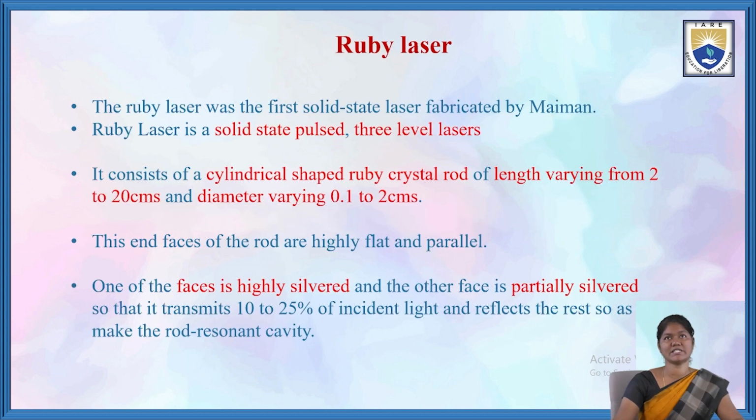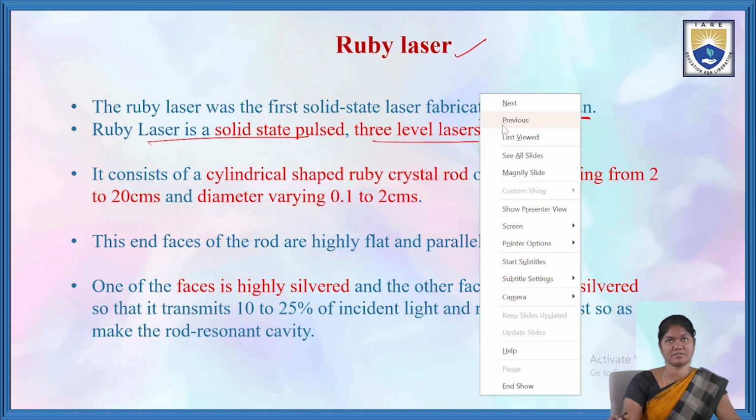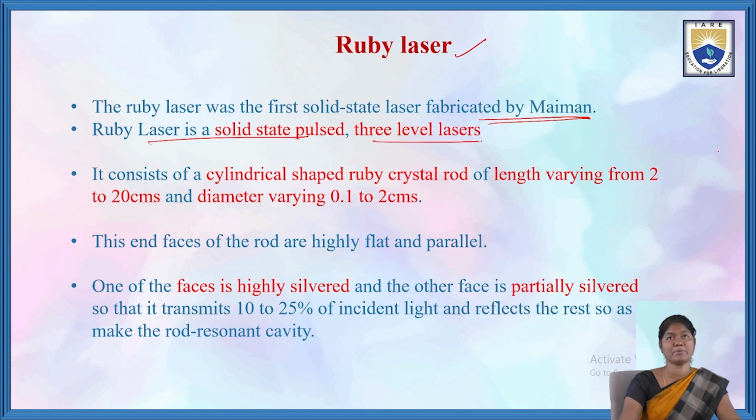In the solid state lasers, first we see the ruby laser. The ruby laser was the first solid state laser, which was fabricated by Maiman. The ruby laser is a solid state pulsed 3-level laser.